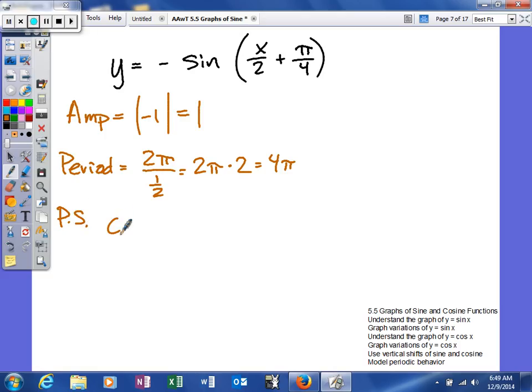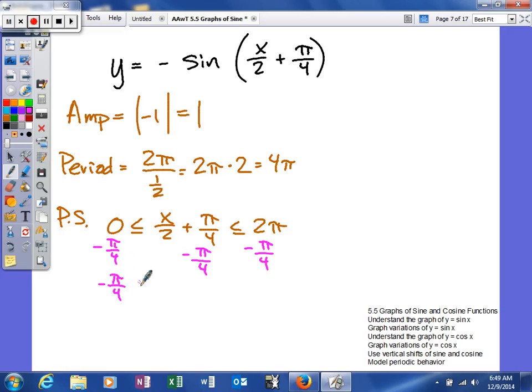For our phase shift, we're always going to start at 0 is less than or equal to what we're taking the trig function of, and it's less than or equal to 2 pi. And then we're going to solve for x. I'm going to subtract pi fourths. So I get negative pi fourths is less than or equal to x over 2, which is less than or equal to, here's one of the hard parts about doing trig, we have to add and subtract fractions. This would be 2 pi minus pi fourths, so that's 4 fourths, take one away, and you're at 3 pi fourths. I know you guys had that in you, didn't you?